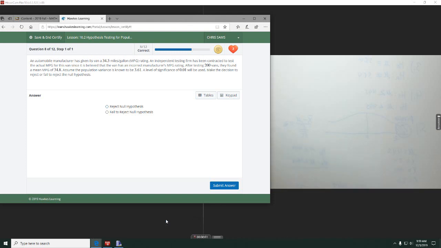Okay, I've skipped over number 7. It was just like 6, find the test statistics. So number 8 now, this one wants us to make a decision to either reject or fail to reject the null. Okay, so there are 2 ways of looking at this.